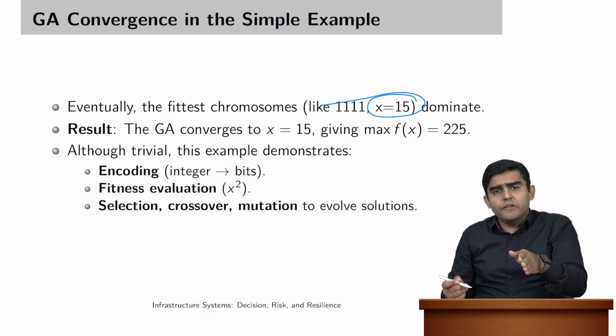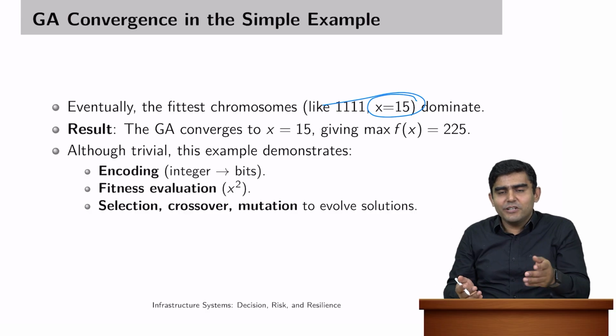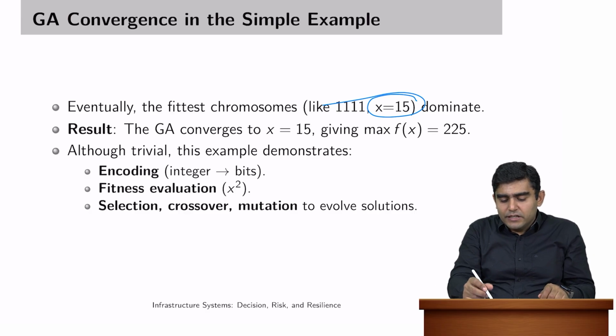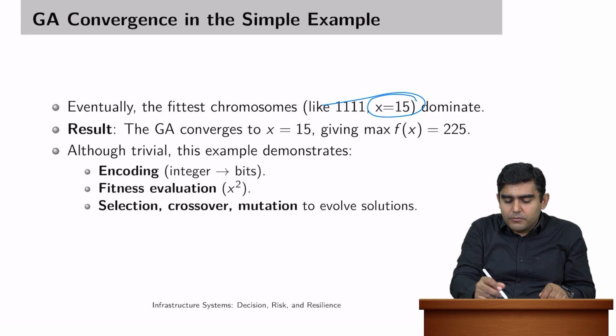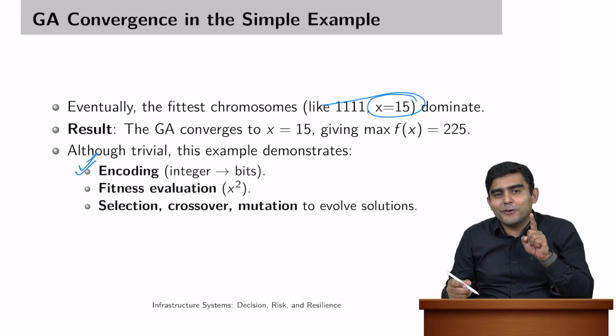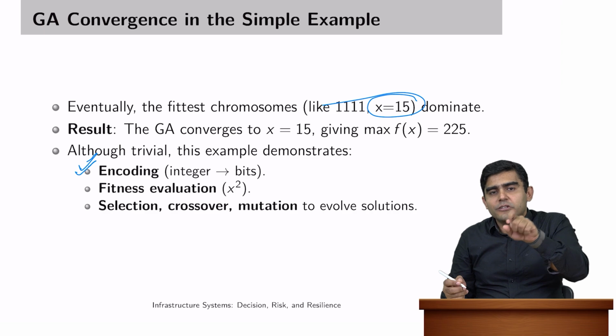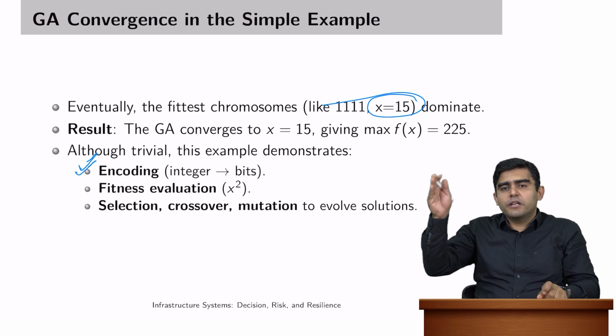Now, this was a trivial problem. Why trivial? In the sense that you already know that in the domain of 0 to 15, put x square to be the highest value, you will get your answer. So, indeed, this was a trivial problem, but if you notice carefully, it demonstrated the concept of encoding. From decimals, we went to binary space. 0 became 0, 1 became 1, but 2 became 1 0, and combinations thereof. 15 became 1 1 1 1.